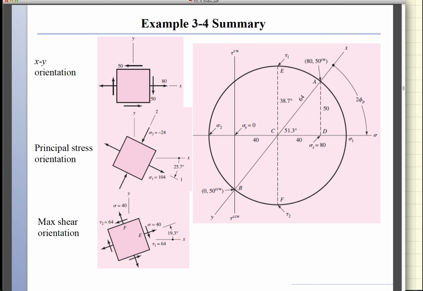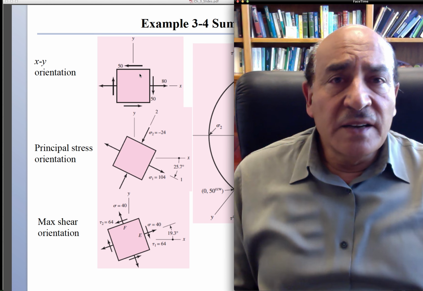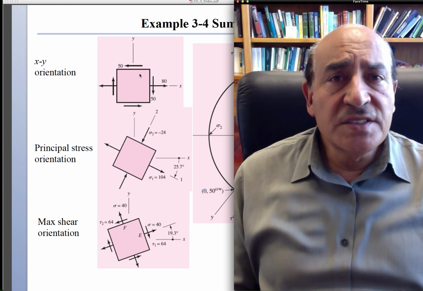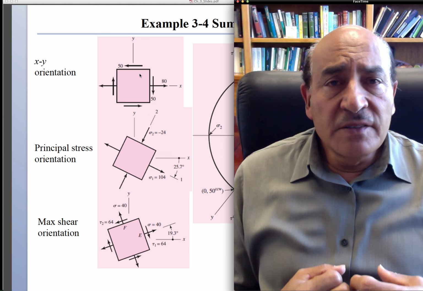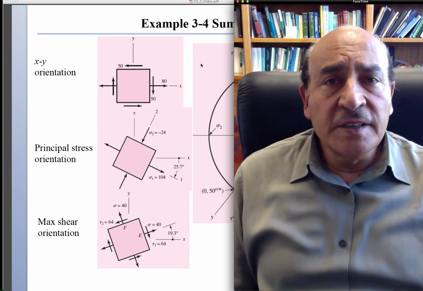And that completes the example, and the summary is shown here on the Mohr circle completely. And then this is the original orientation, this is in the principal stress orientation, and finally this is in the maximum shear orientation. And with that, I think we have completed a very good example on stress transformations, and we obtained all of the values of the stresses either graphically or with the use of the equations.